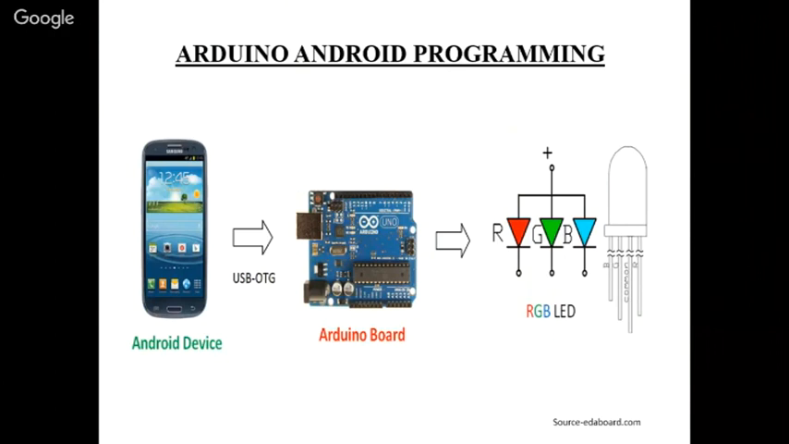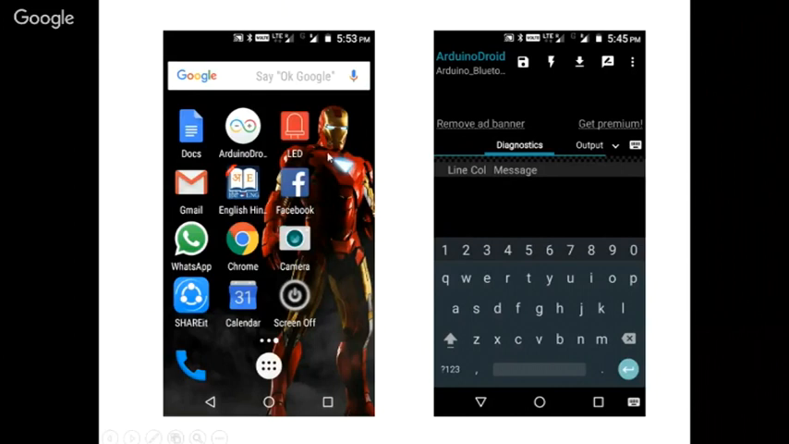Now, Arduino Android programming. You can program the Arduino directly using an Android phone, and you can control it. These are the steps you can see here. You can see the Arduino Droid. On the top, in the middle, you can see the symbol of the Arduino Droid. Arduino Droid is a mobile app using which you can program the Arduino. And this is the window after using the Arduino Droid.